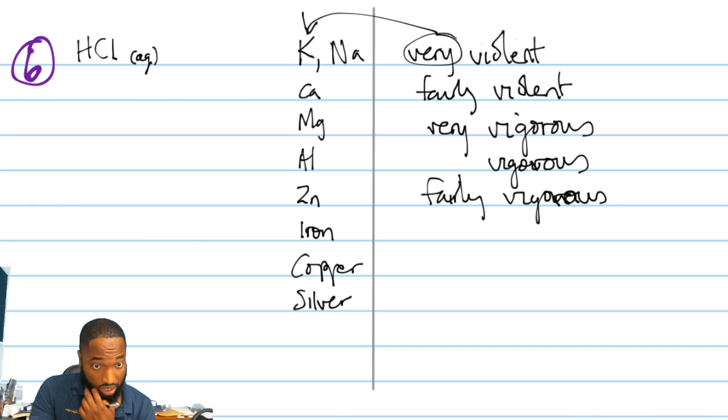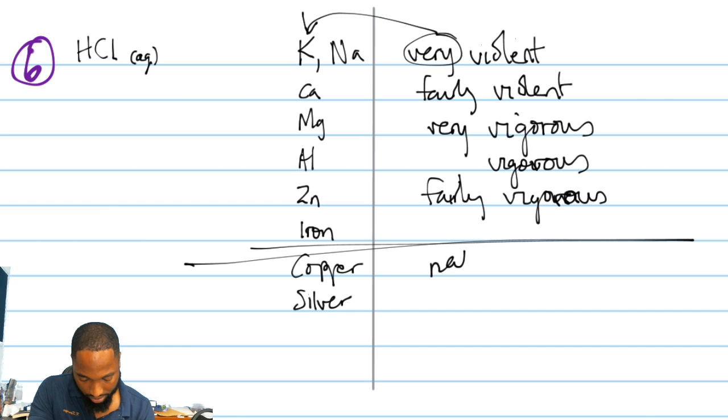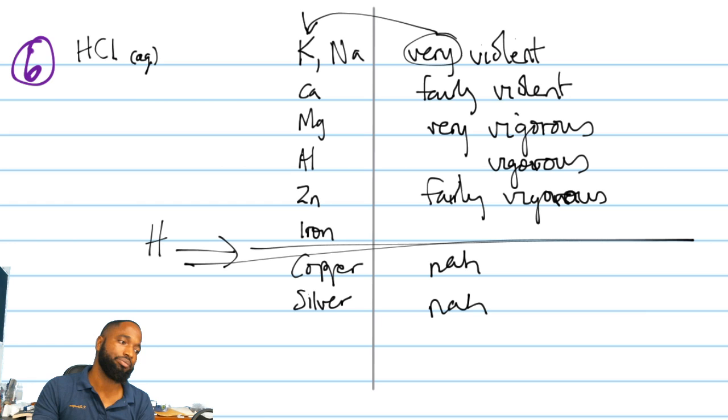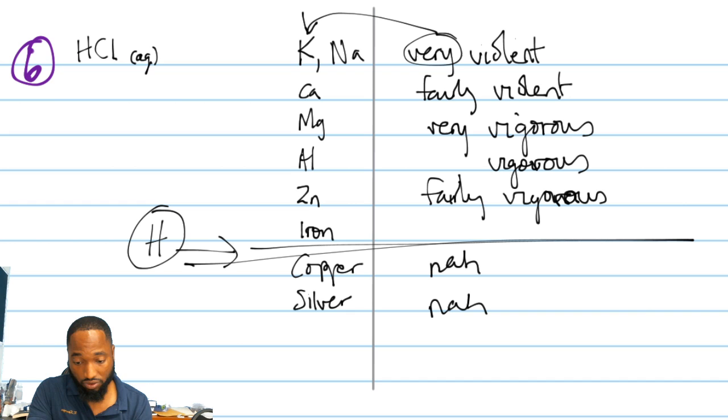From here, nothing: no reaction. Copper, silver and gold don't react with dilute acid, and the reason is they can't get rid of the hydrogen. They can't displace the hydrogen from the acid. So iron is a slow reaction taking place here. All right, and that's it.